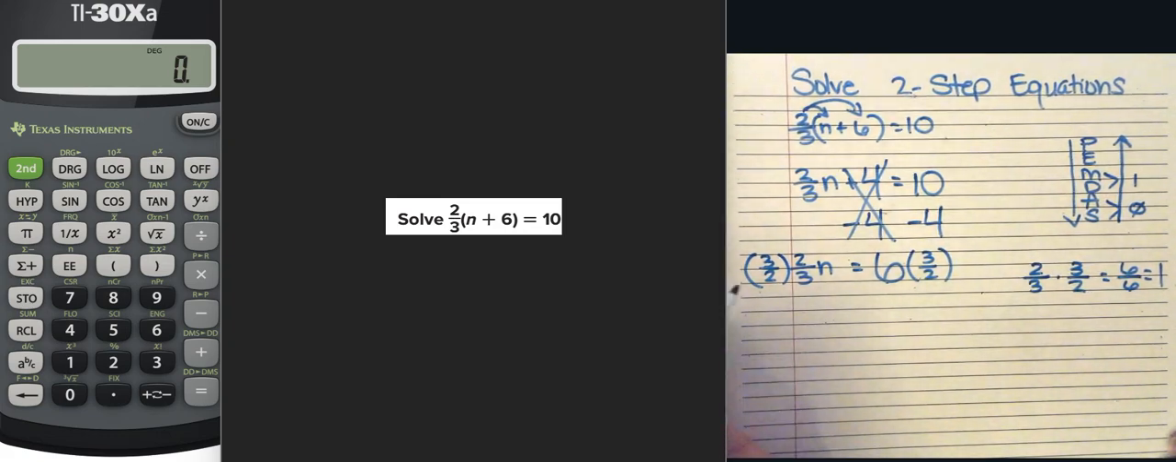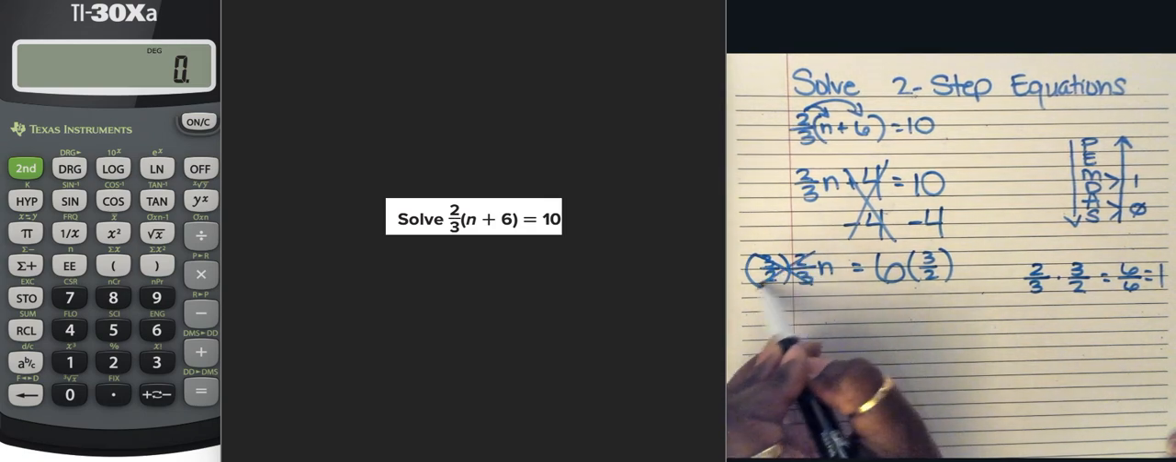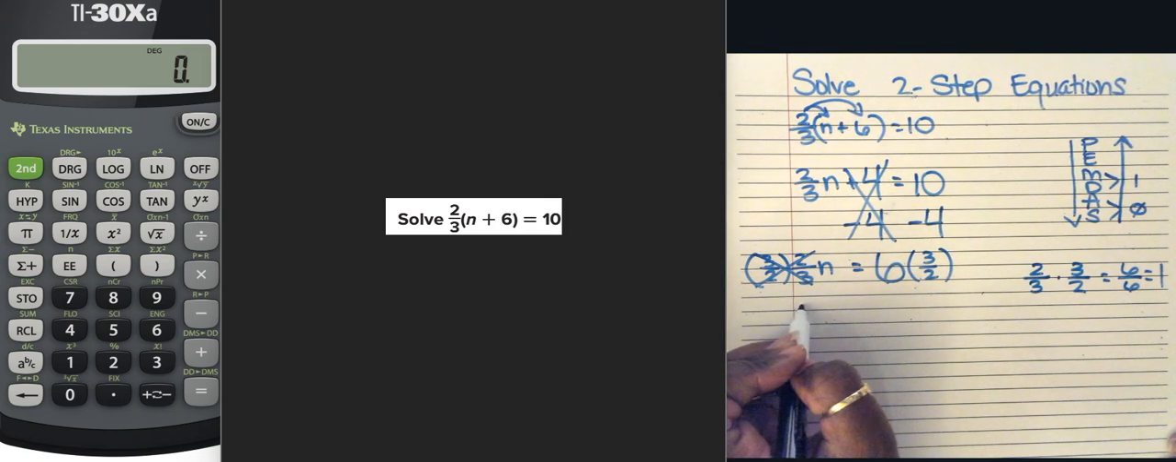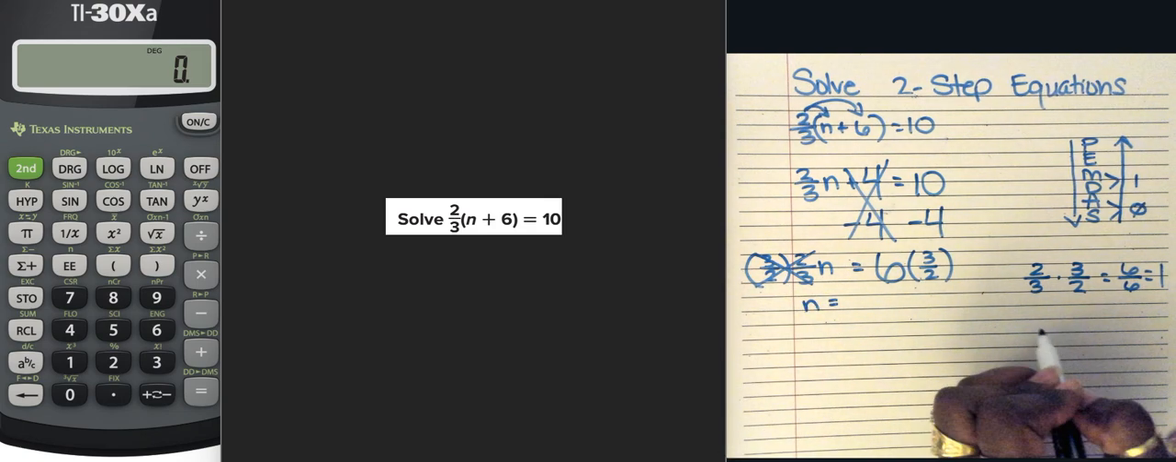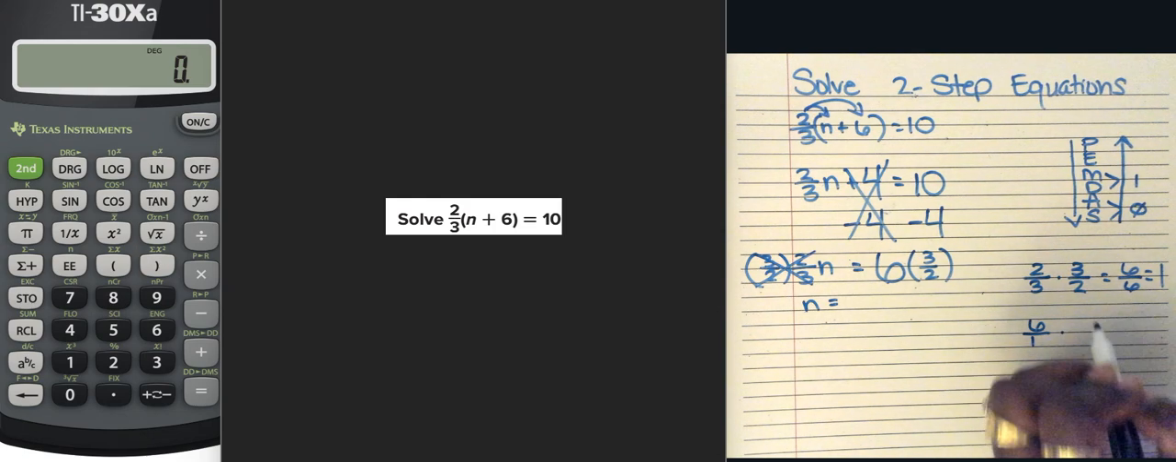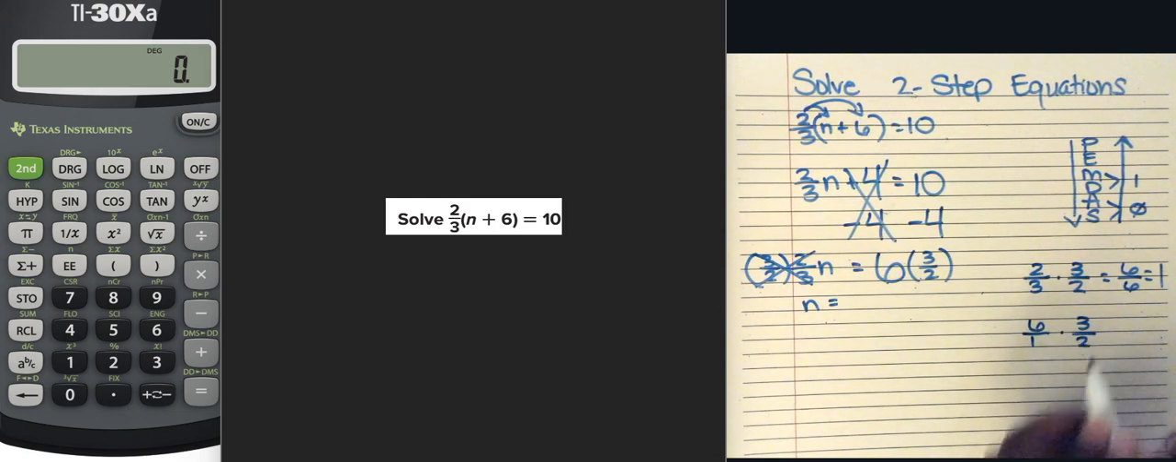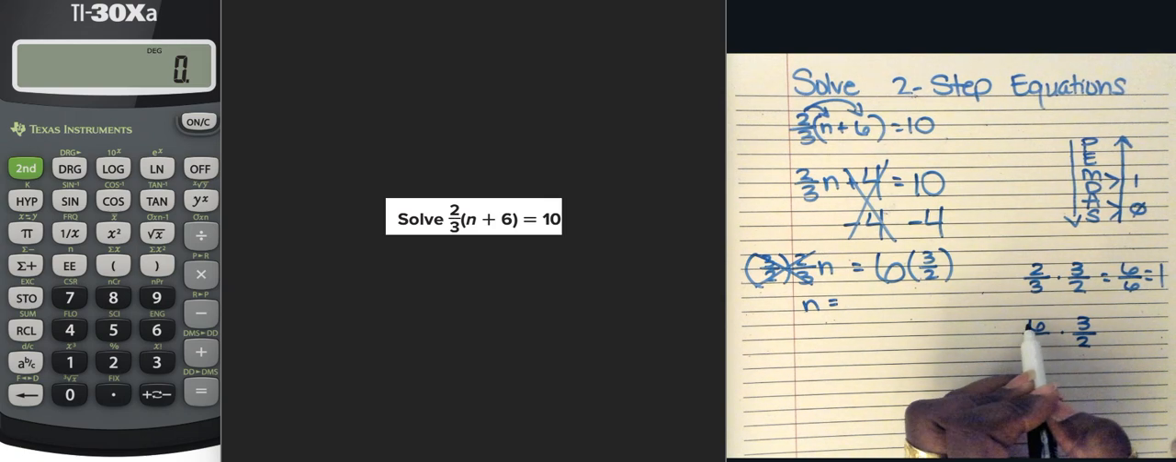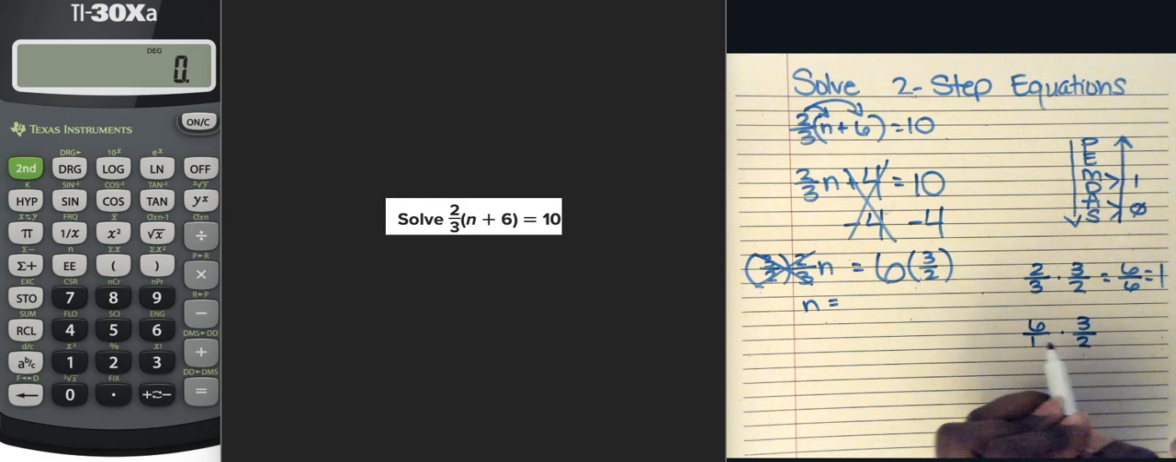Now, when I do that, notice what happens. 3 divided by 3, that becomes 1. 2 divided by 2 becomes 1. So we're left with n is equal to, this is the same thing as saying 6 or 6 over 1 times 3/2. Okay. And I am going to use cross multiplication to see if I can simplify. So let me see. Well, not cross multiplication. I'm just going to cross cancel. Sorry. Cross cancel. So we have 6 and 2.